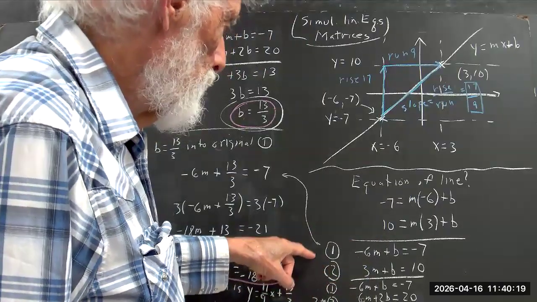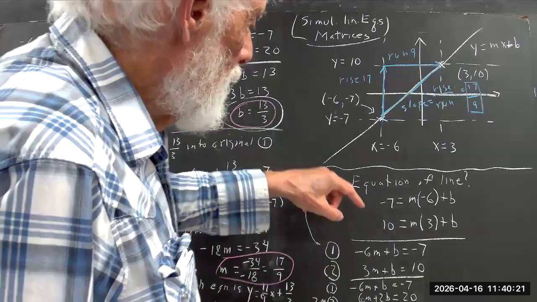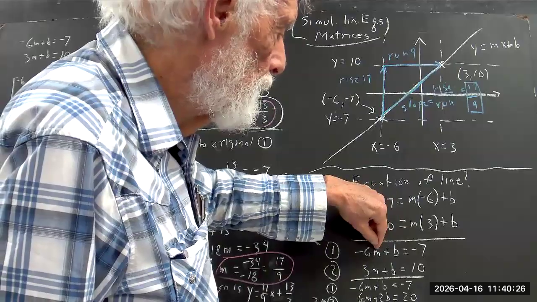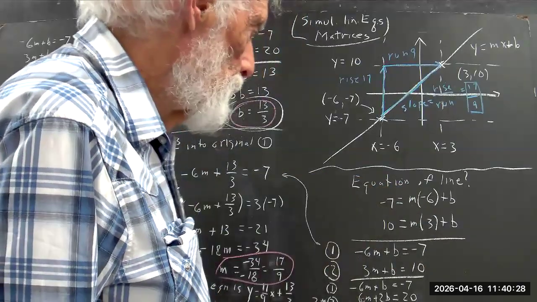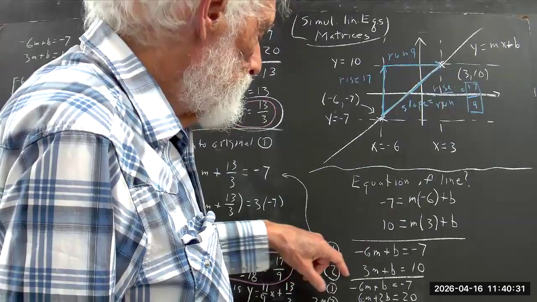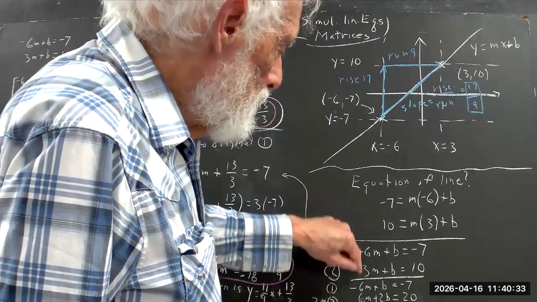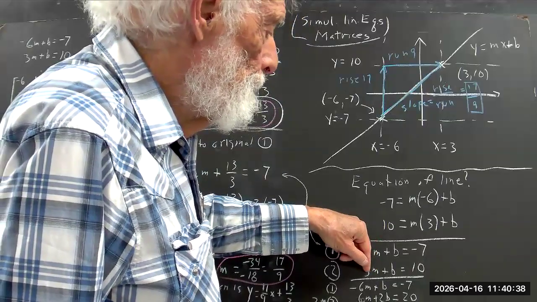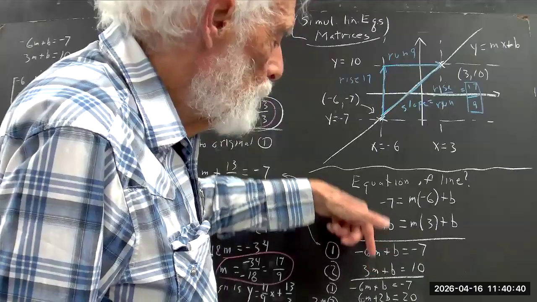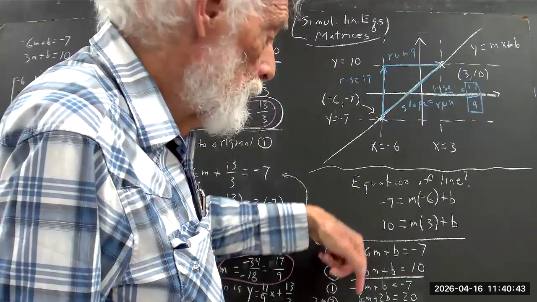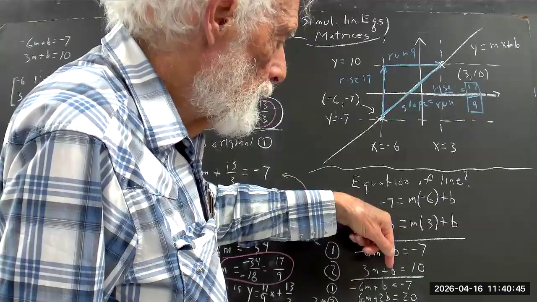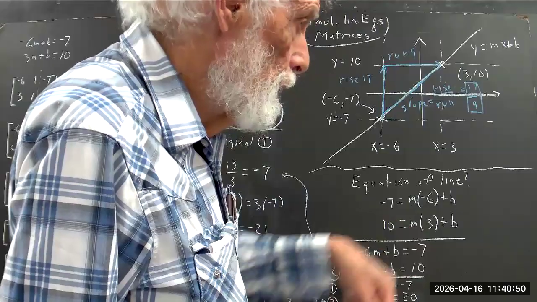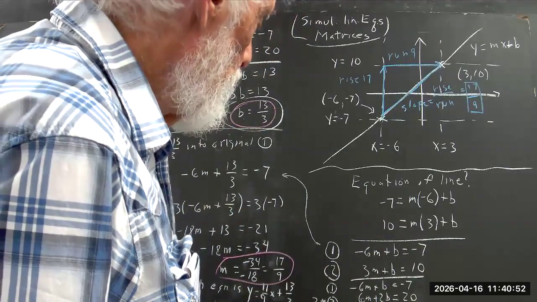Okay, so we have the two equations. We write them again in the form negative 6m plus b equals 7, with the m and the b, the unknowns, on the left-hand side rather than on the right-hand side. And we write them with the m terms one above the other, okay, vertically aligned. And the b terms are vertically aligned. The equal signs are vertically aligned, and the numbers to the right of the equal are vertically aligned.